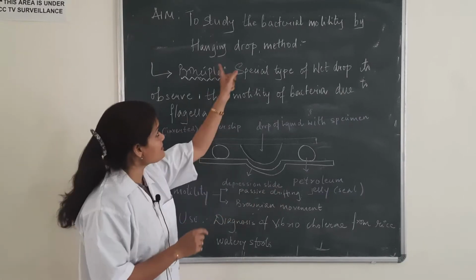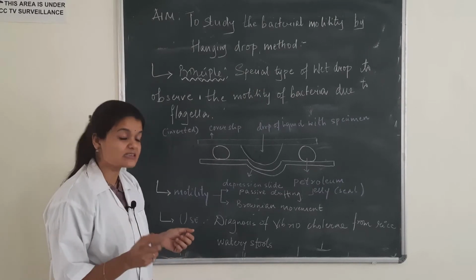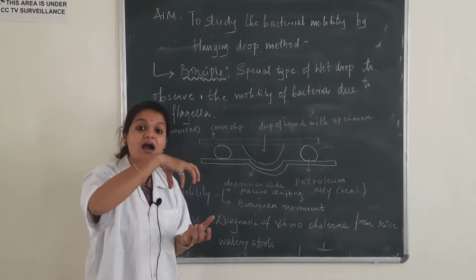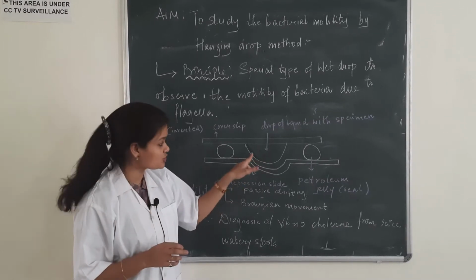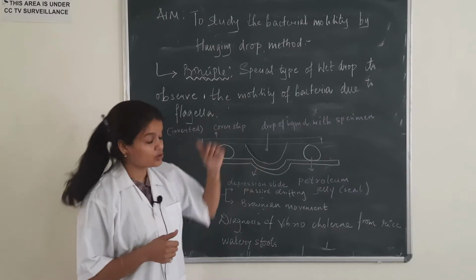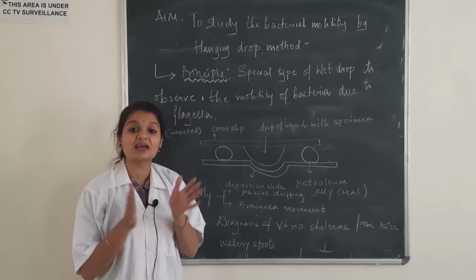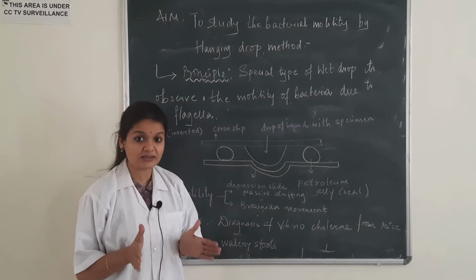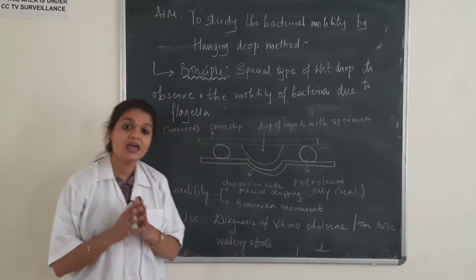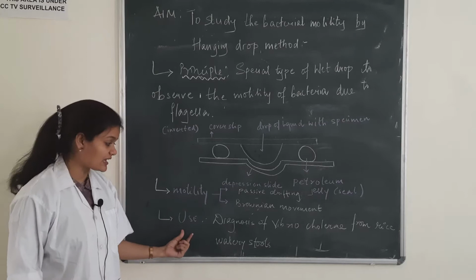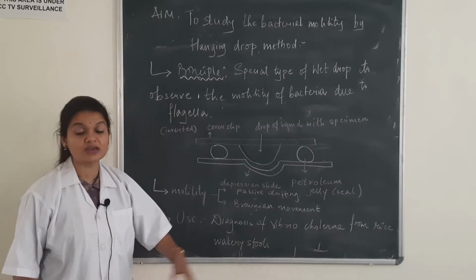Now the name gives hanging drop method. Why is this name given? The name is given because the drop is hanging upside down and the movement will be observed very clearly in this. Not only motility, shape and size can also be observed with this method, but it is rarely used for that. The basic method is only to observe the motility of the bacteria. It is majorly used in the diagnosis of Vibrio cholerae from rice watery stools.